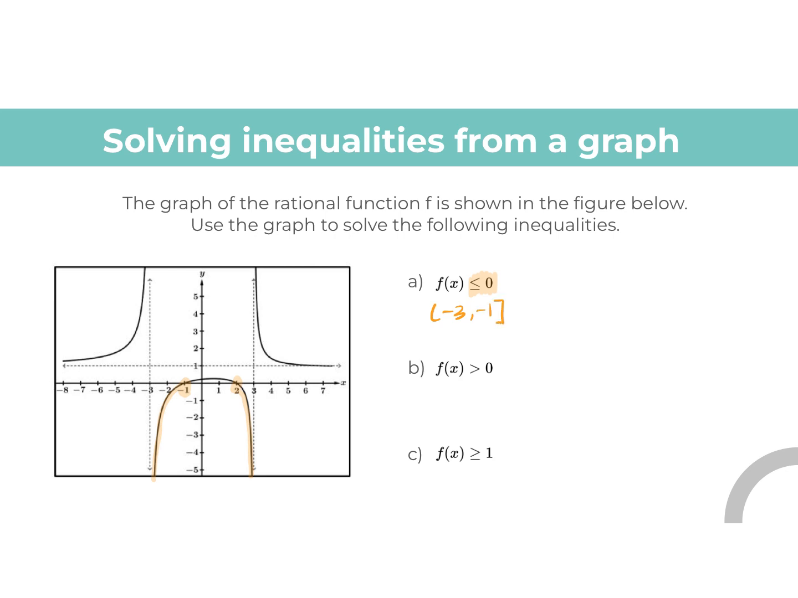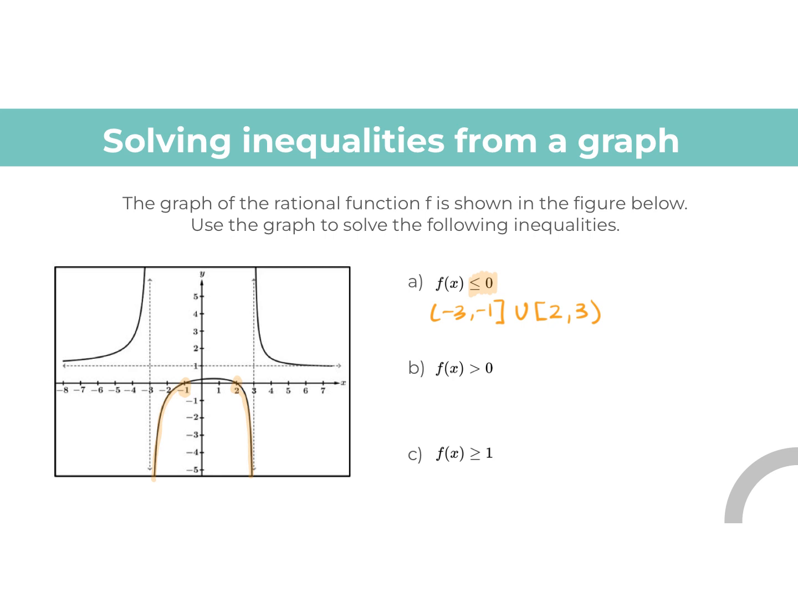Now I'm not including -3 because that's an asymptote. My graph won't actually reach that x value of -3. I am including -1 because that's a 0. I also have from +2 to 3. Again, +2 is included because that's a 0. 3 is not included because that's an asymptote.